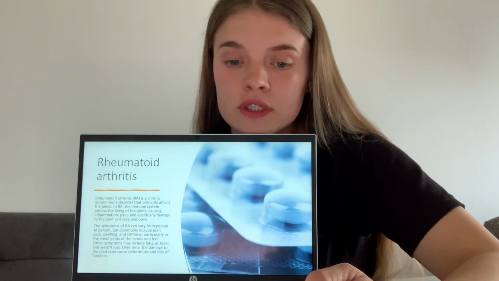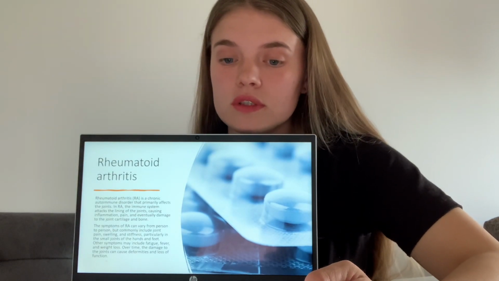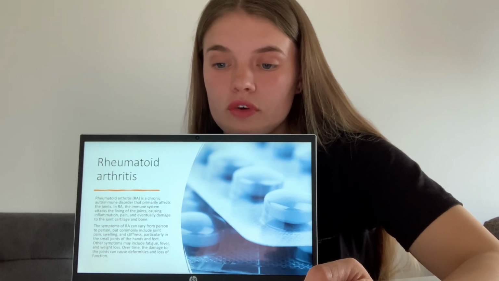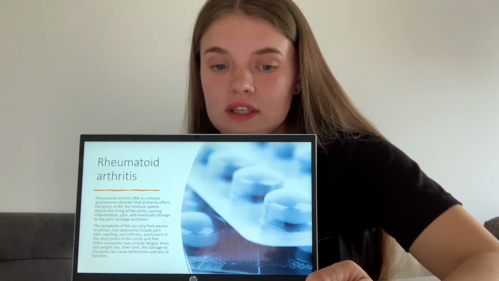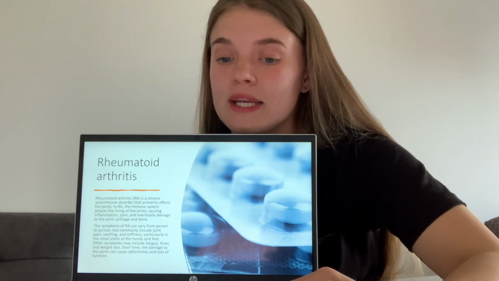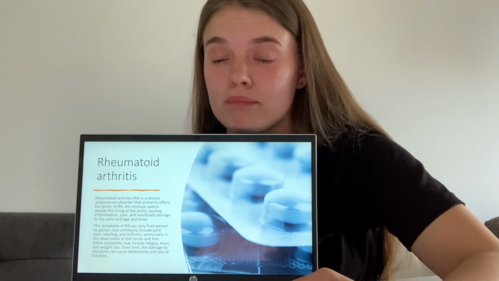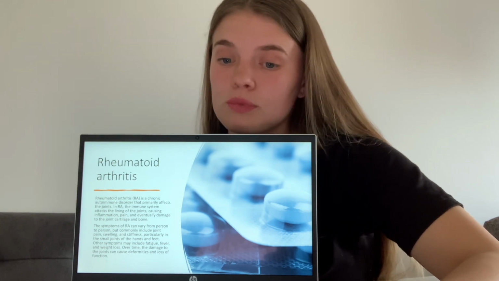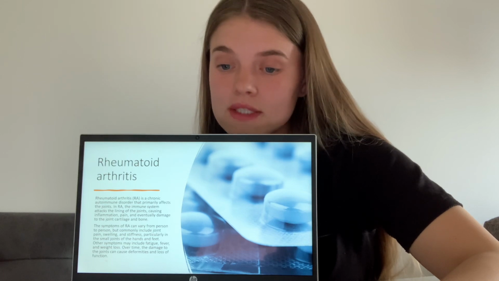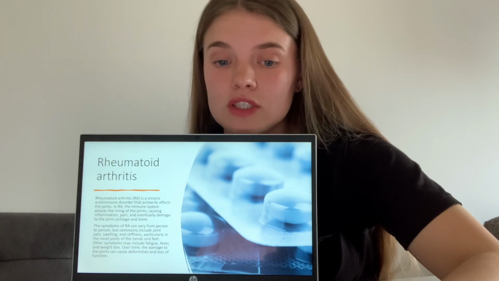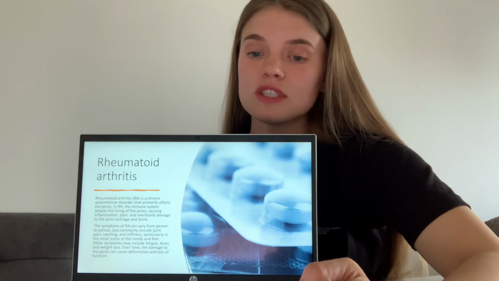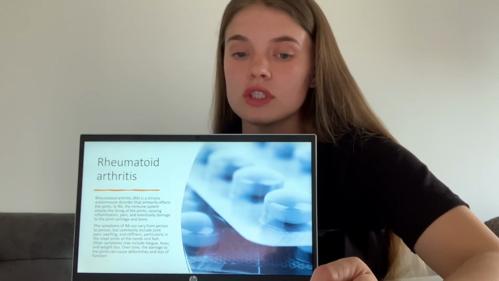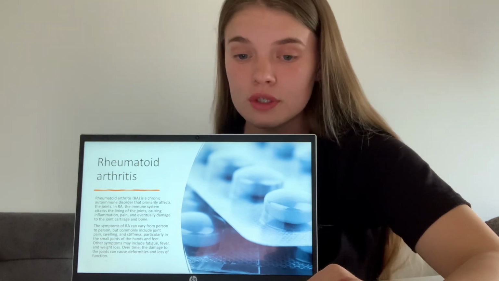Rheumatoid arthritis is a chronic autoimmune disorder that primarily affects the joints. In rheumatoid arthritis, the immune system attacks the lining of the joints, causing inflammation, pain, and eventually damage to the joint, cartilage, and bone. The symptoms of rheumatoid arthritis can vary from person to person, but commonly include joint pain, swelling and stiffness, particularly in the small joints of the hands and feet. Other symptoms may include fatigue, fever, and weight loss. Over time, the damage to the joints can cause deformities and loss of function.